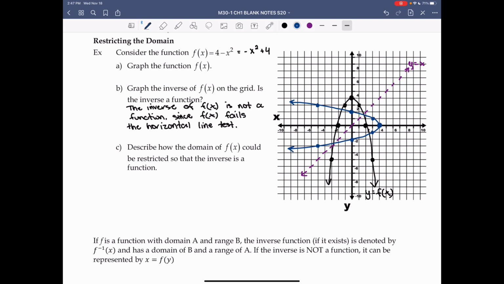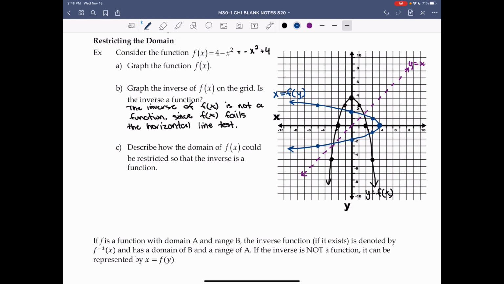And because it's not an inverse function, we can't call it y equals f inverse x. We have to call it x equals f of y, because if we use the other notation, that represents an inverse function. This notation represents an inverse relation.